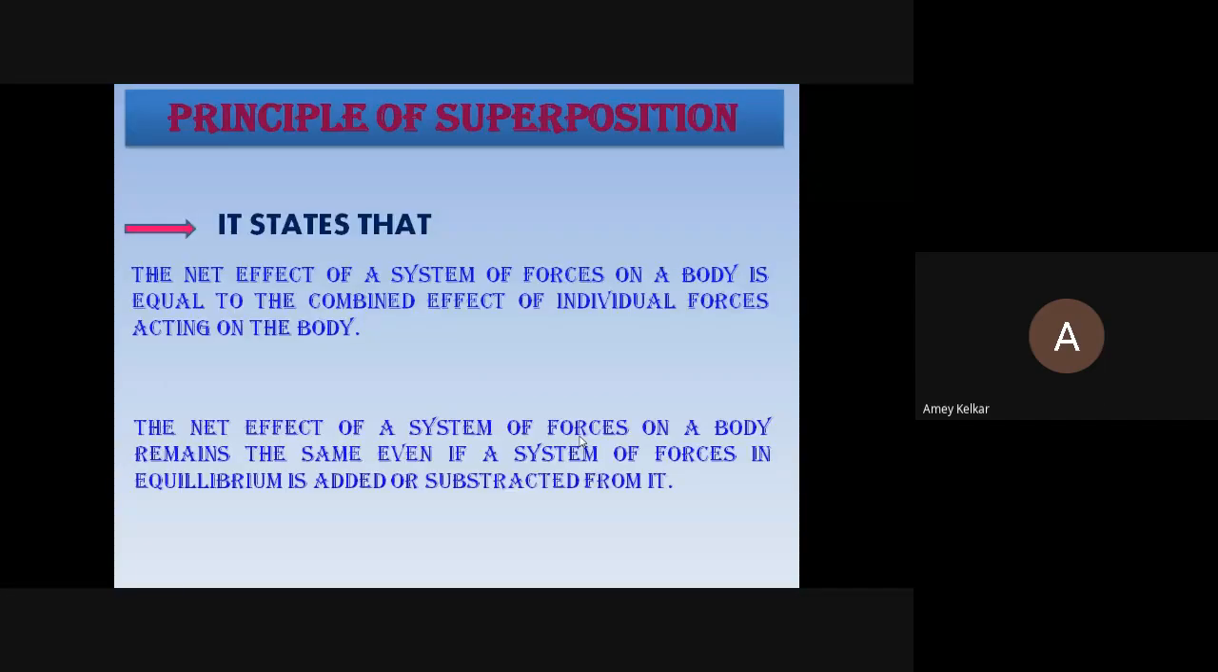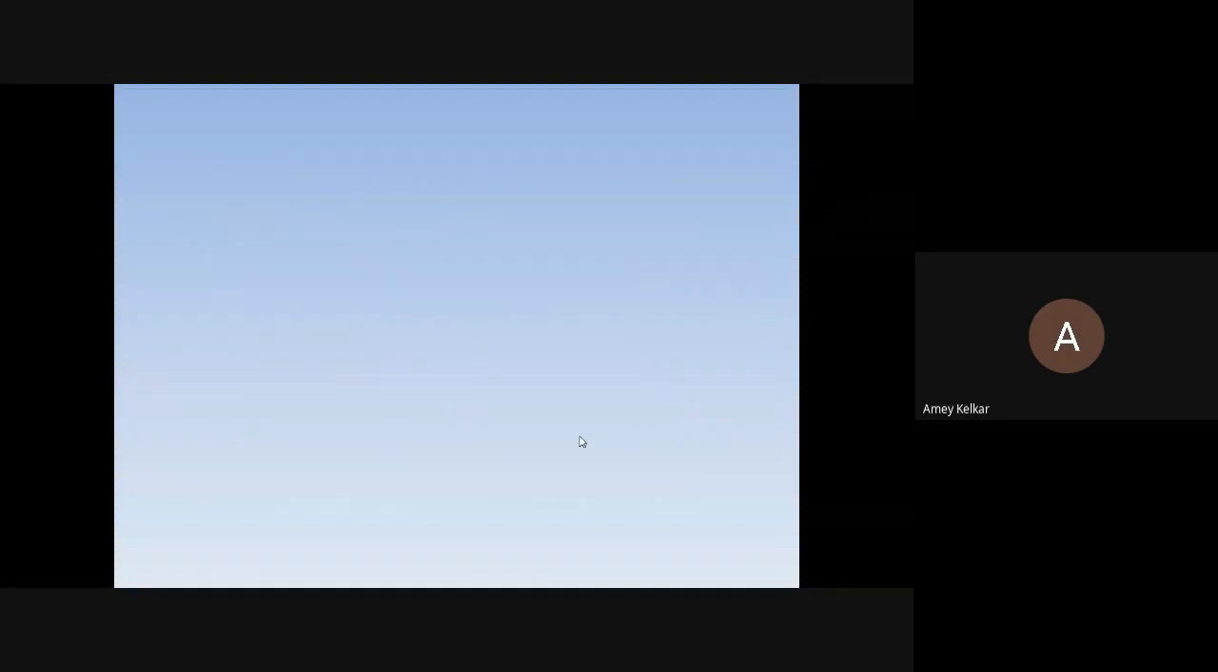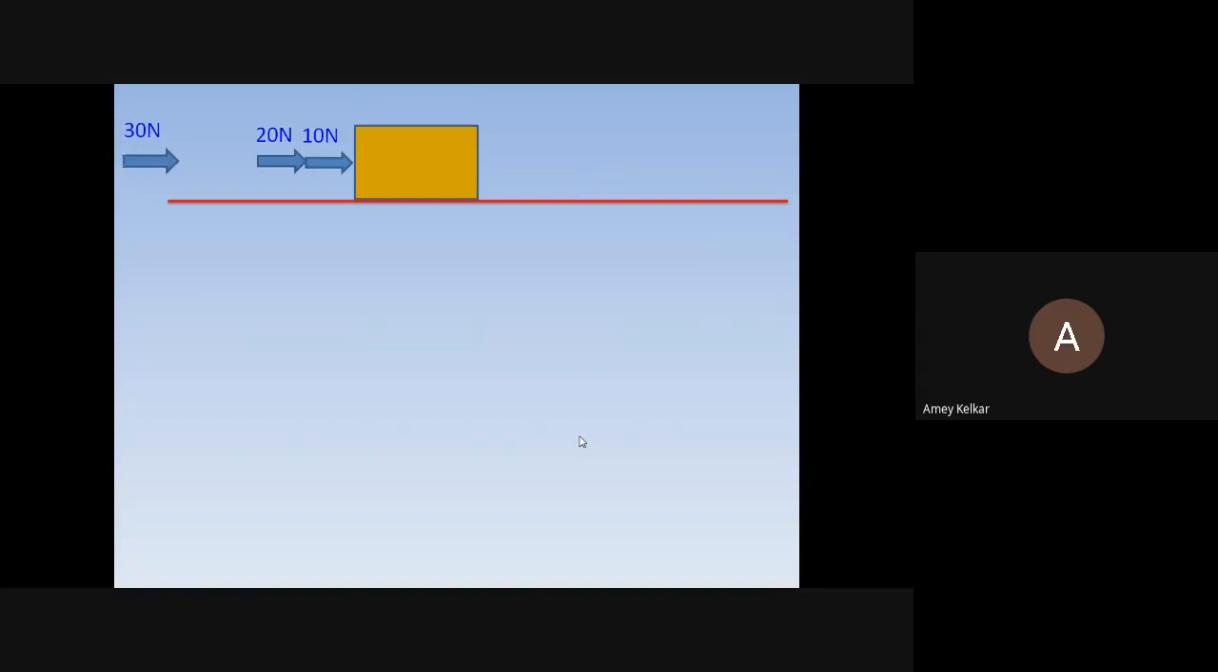The net effect of a system of forces. Now a system of forces means many forces, 30, 20 and 10, that made the system. The net effect on the body was that the box was moving towards the right side. Then in the next case, I combined the forces into an individual force, and that individual force was also made to act on the same body.